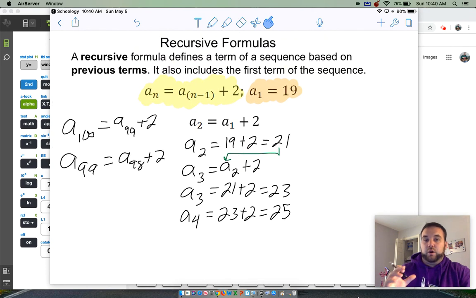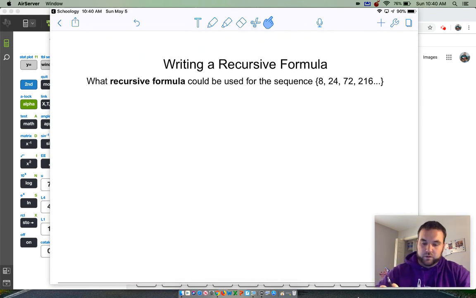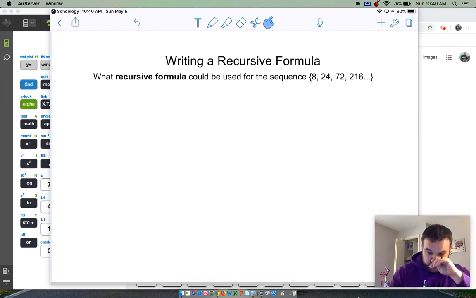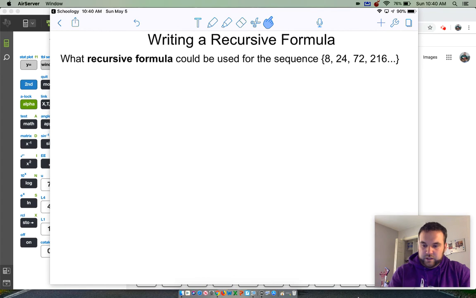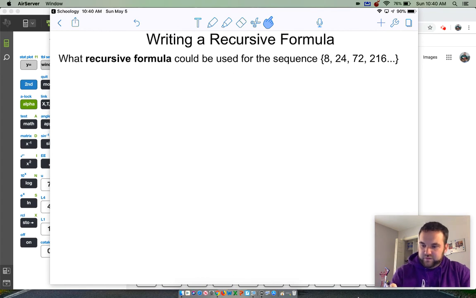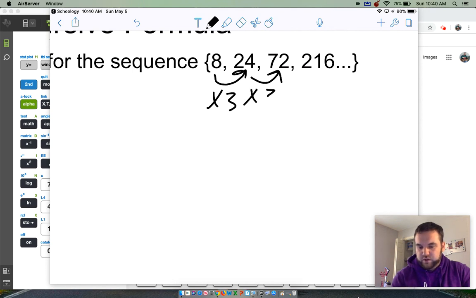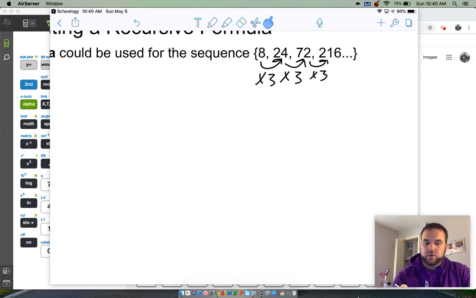But there are 2 parts to it. It's the formula part, what do I do with the previous term, and then you also need to include the first number. So we'll try one recursive formula quick, we'll wrap this up. What recursive formula could be used for the sequence 8, 24, 72, 216, so on. So this is not adding because the numbers get real big real quick. But here I see 8 to 24 is times 3. 24 to 72 is times 3. I can check in the calculator, but 72 times 3 is 216.